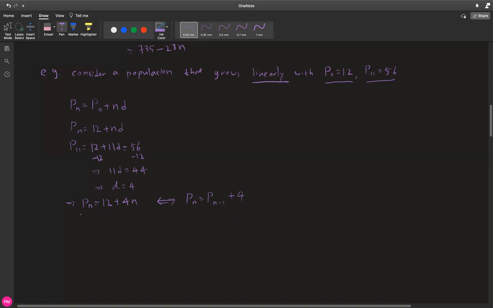So now that we know exactly what the explicit formula is, you can simply find P sub 100, which is a very large number, without having to go through every single one of them, which would be 12 plus 4 multiplied by 100, and that is 412.